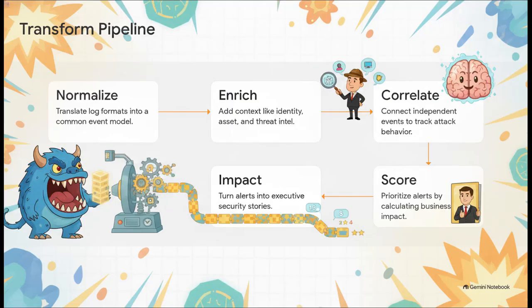To cross that bridge we just talked about, the source material maps out a really elegant 5-step pipeline. Because, let's be real, you can't just dump raw logs into an analytics engine, cross your fingers, and hope the machine figures it out. No way. You have to normalize, enrich, correlate, score, and finally measure the impact. Let's zoom in on that first step.